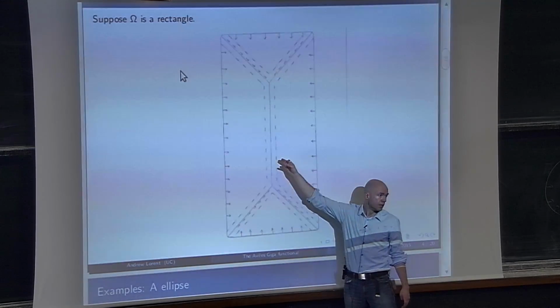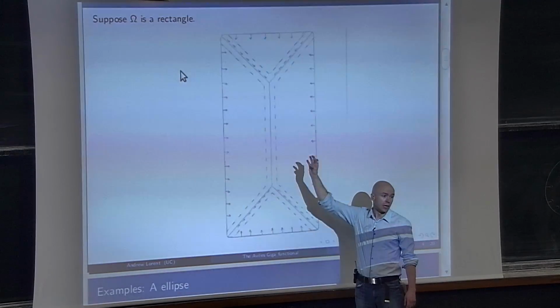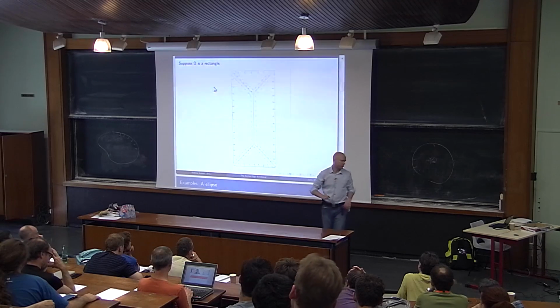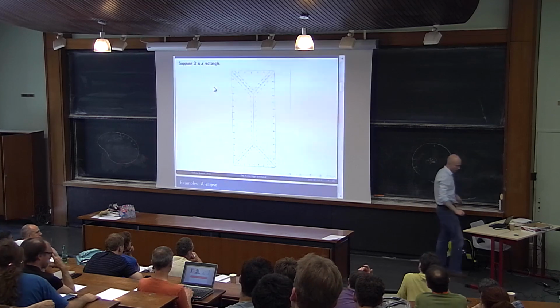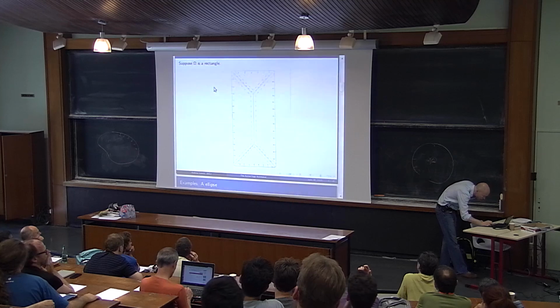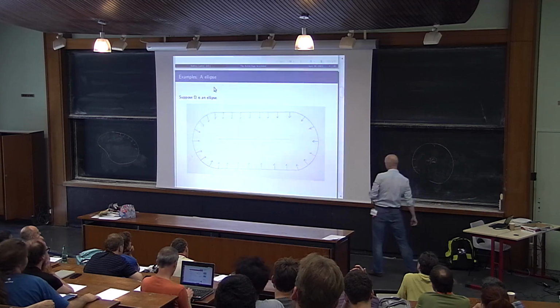Yeah? So again, we see that the energy is concentrating along the jump in the gradient. And the finer convolution kernel we take, the more the energy is going to concentrate. Okay, so that's a rectangle. Let's do an ellipse. That's not an ellipse. Let's do a stadium.